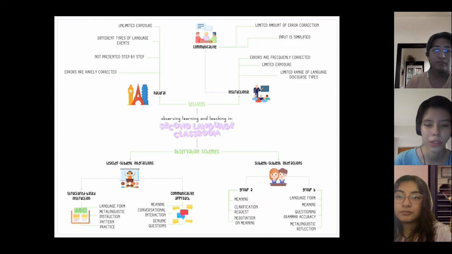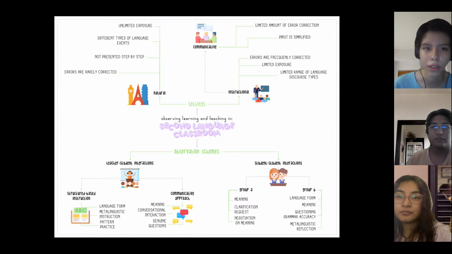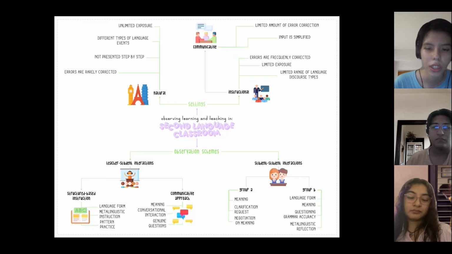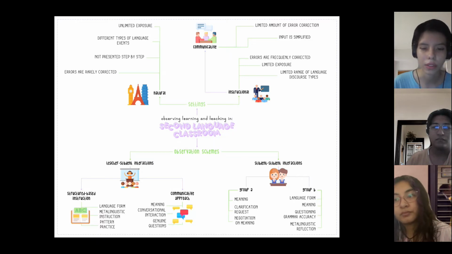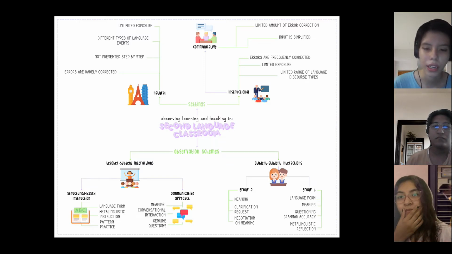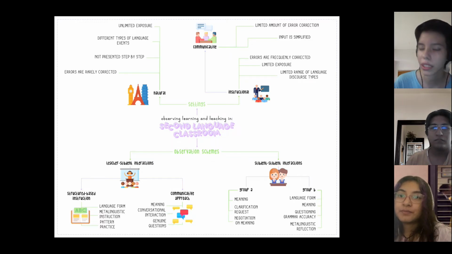Well, from the student-student interactions, I remember that I saw that for Group A, for example, it seems like there's not much organization, and they need help from the teacher because by themselves they don't really correct themselves. There's no error feedback. And Group B is more organized, and it seems like they are well instructed in how to approach things by themselves when they are communicating.